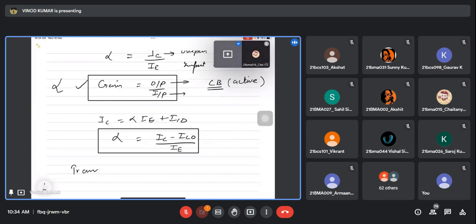There is one more factor, that is the transport factor. That is beta. Beta is nothing but the ratio of this. Okay, leave it, we will discuss it later. So this is about the current situation in the common base configuration.